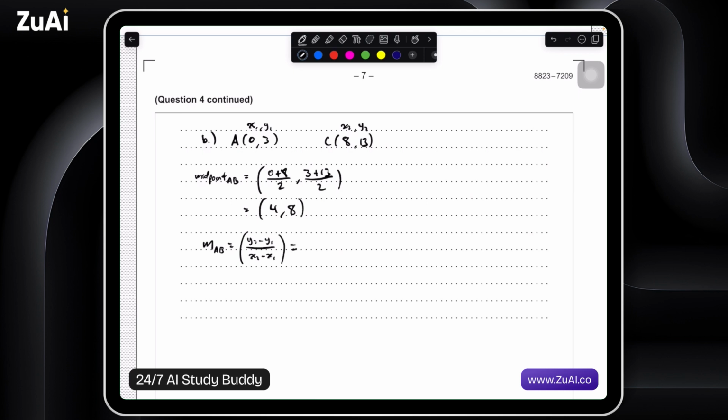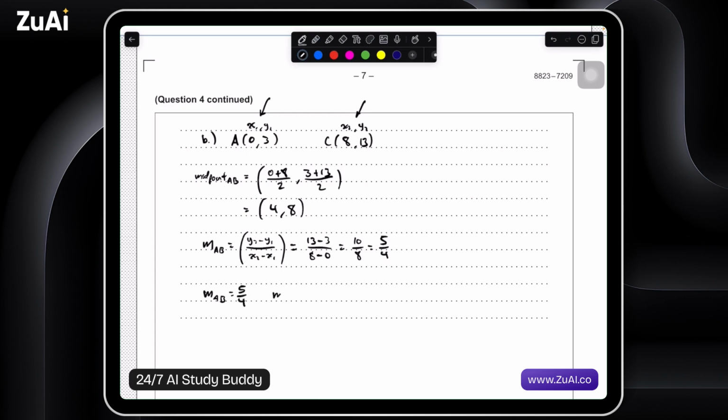This is our slope, and it's given to you in the formula booklet as well. Might not be a bad idea to label these if you're unsure. It might help you structure things. So 13 minus 3 over 8 minus 0. And this is going to be 10 over 8 or 5 over 4. Okay, so we know that M, or MAB, is equal to 5 over 4.